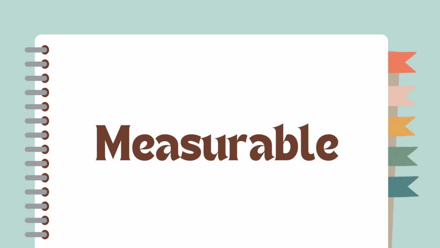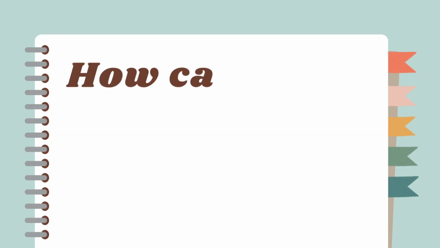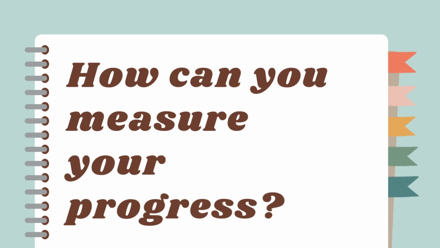M is for measurable. This means that you can keep track of your progress through some kind of checkpoint system. If you can't measure your goal, how will you know if you're improving? That's why this step is so important. It helps you track your progress, which is not only encouraging, it can also help keep you on track. So think about it. How could you measure your progress toward your goal?